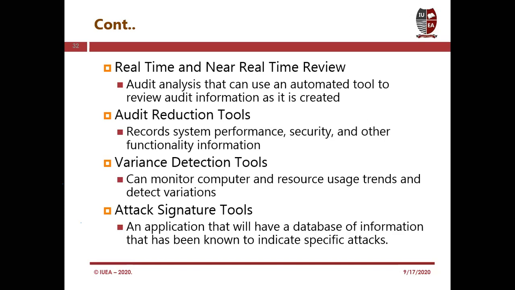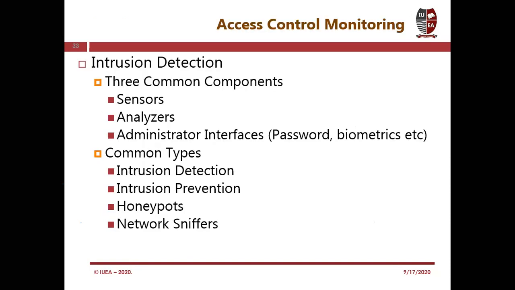Okay, that's real time. And then audit reduction tools, you look at the performance of the system. Variance detection tools, you keep monitoring the usage and detecting anything that is not straight, anything suspicious, you detect it there. And then attack signature tools, you look at whoever has logged in. Are they who they say they are? If Esther says she has logged in, are you sure that it is Esther who logged in? That's what signature tools look like, to avoid any attack through that.